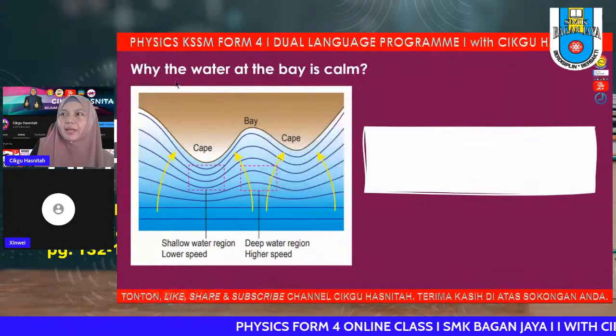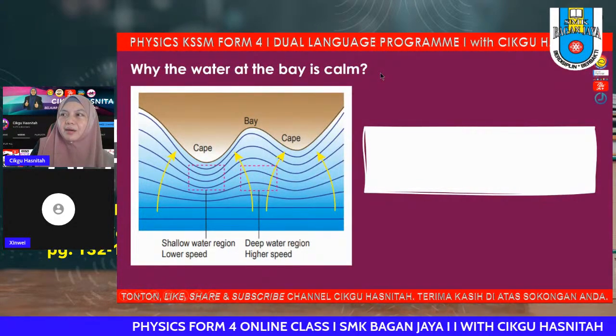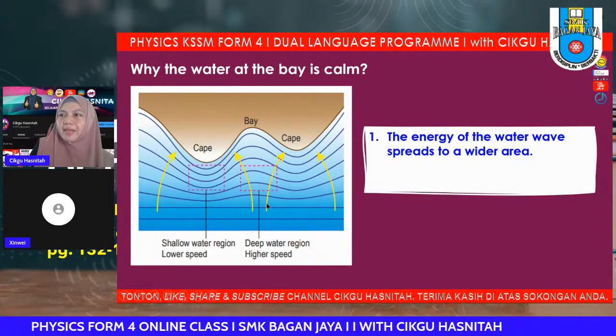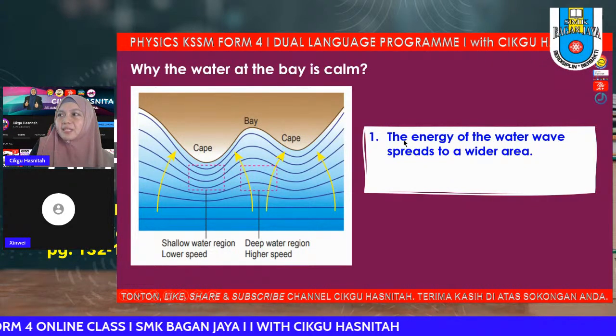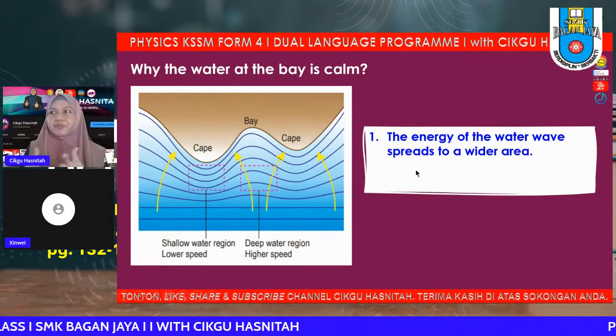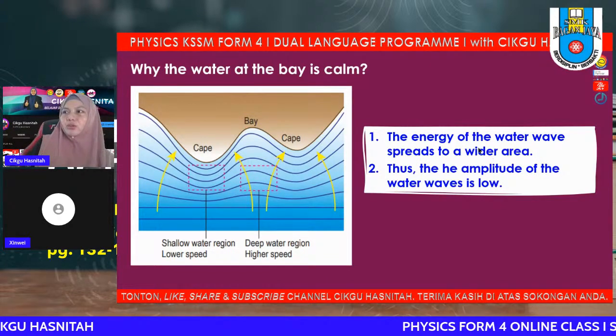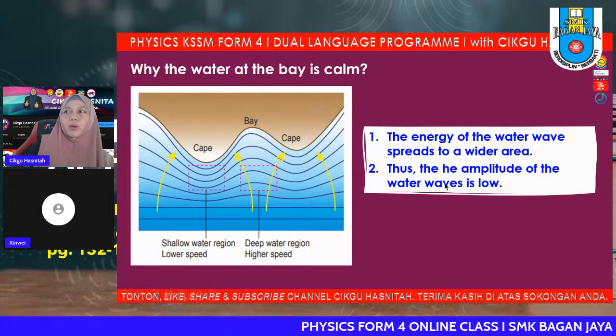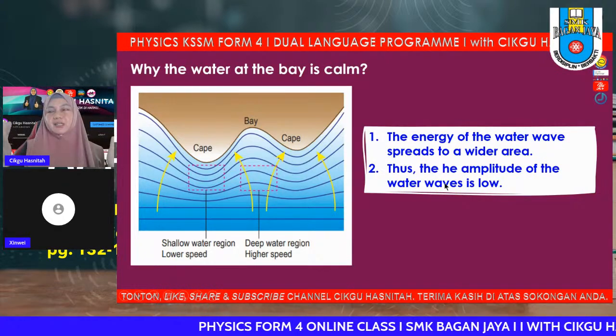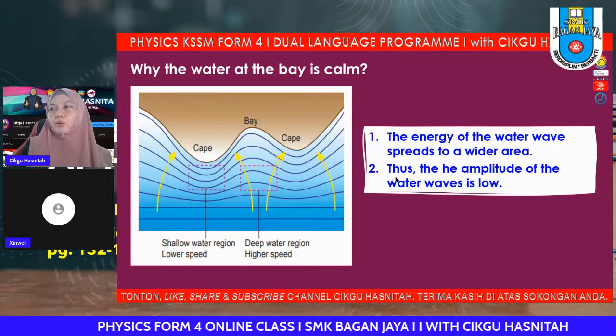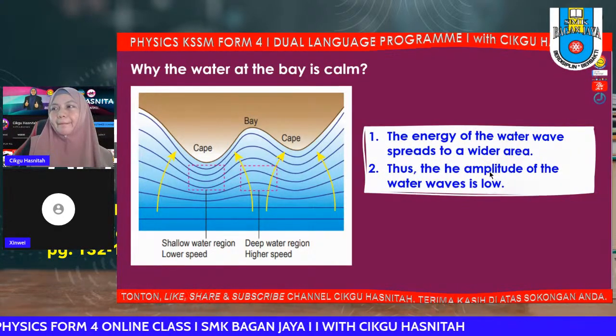Okay. While at the bay, why is the water calmer? Because the shape is concave, so the energy spreads or diverges into a wider area. So this causes the amplitude to be lower. Low amplitude means low energy. So the wave is calmer and safer to swim there.